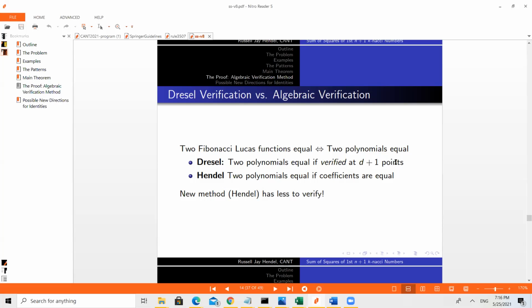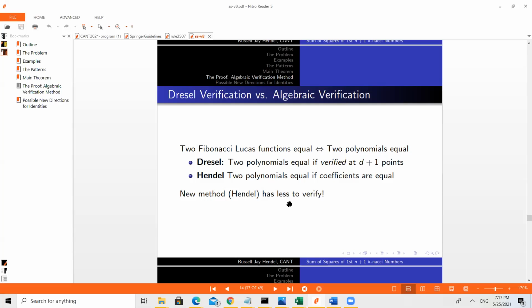So he came out with the remarkable observation that if you want to prove a very complicated Fibonacci-Lucas identity, all you have to do is find its degree and check it at d plus 1 points. And that's the Dresel verification theorem. It hasn't been used too much, though. It was used in a recent paper by Melham. I'll get to it. It's very good for verifying a particular case in a family of identities. Now, I'm going a step beyond Dresel. I'm saying 2 polynomials are equal if the coefficients are equal. I don't have to verify anything. And that's what I just did.